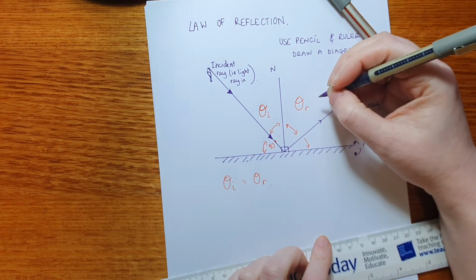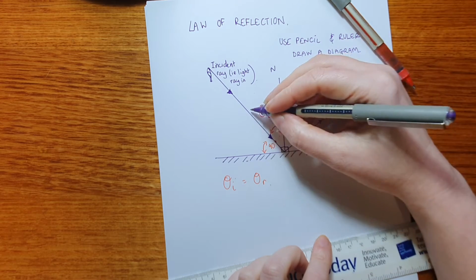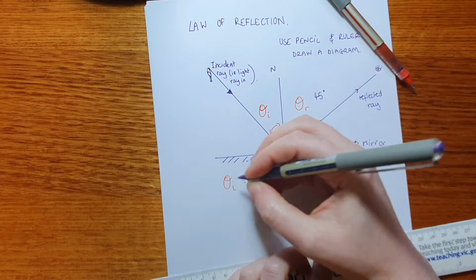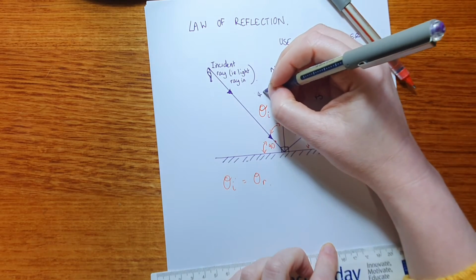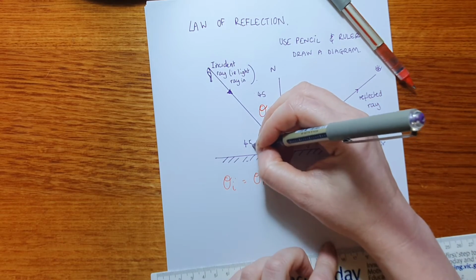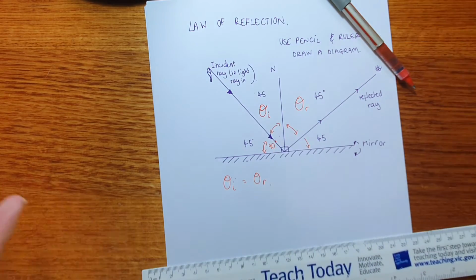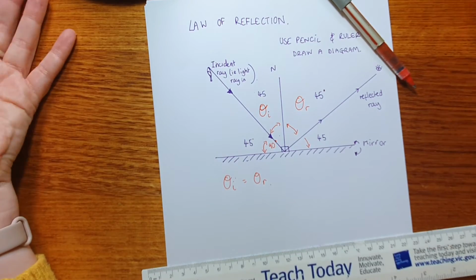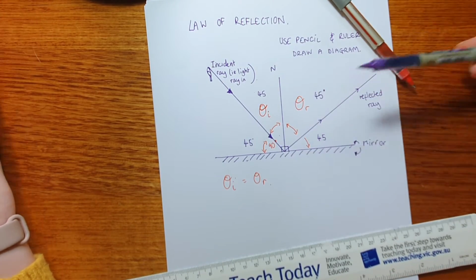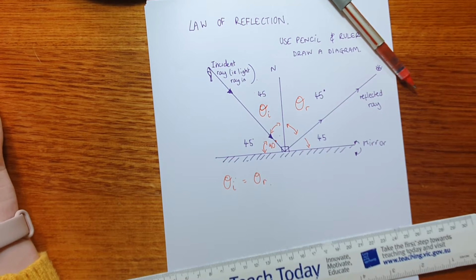is, let's say that's about 45 degrees, that means this one's 45, that one's 45, that one's 45. So we can use this property to work out lots of things, like where we can stand to see the light, and lots of other things. So that's the first bit.